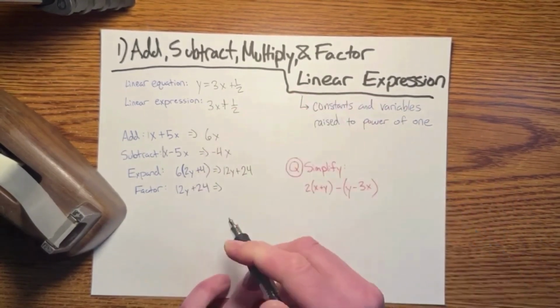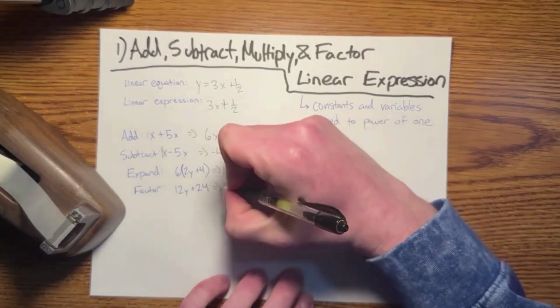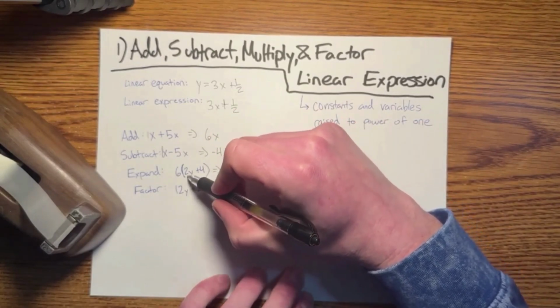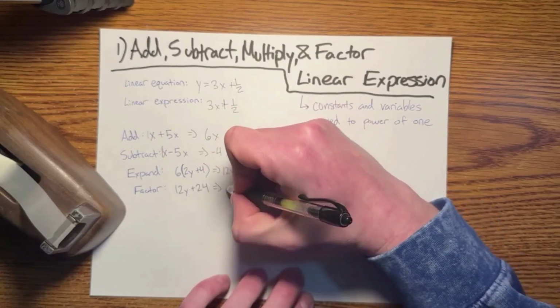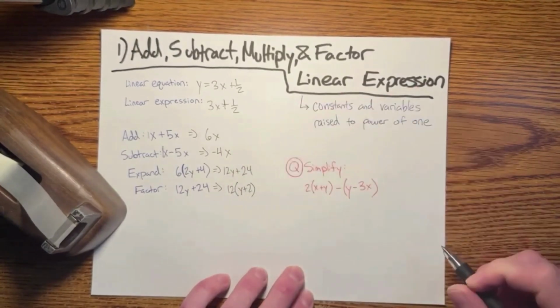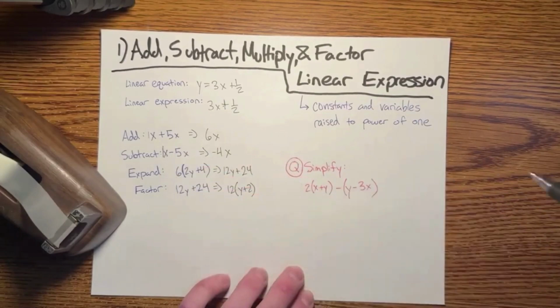And finally, when you factor, you're trying to pull it out. So we're working in reverse here. So we could divide everything by 6 here, but then we see that there's actually 2 and 4 in here. We can divide everything actually by 12. So we can pull the 12 out, and then we have y plus 2. A question could ask you to simplify a combination of these different methods here.